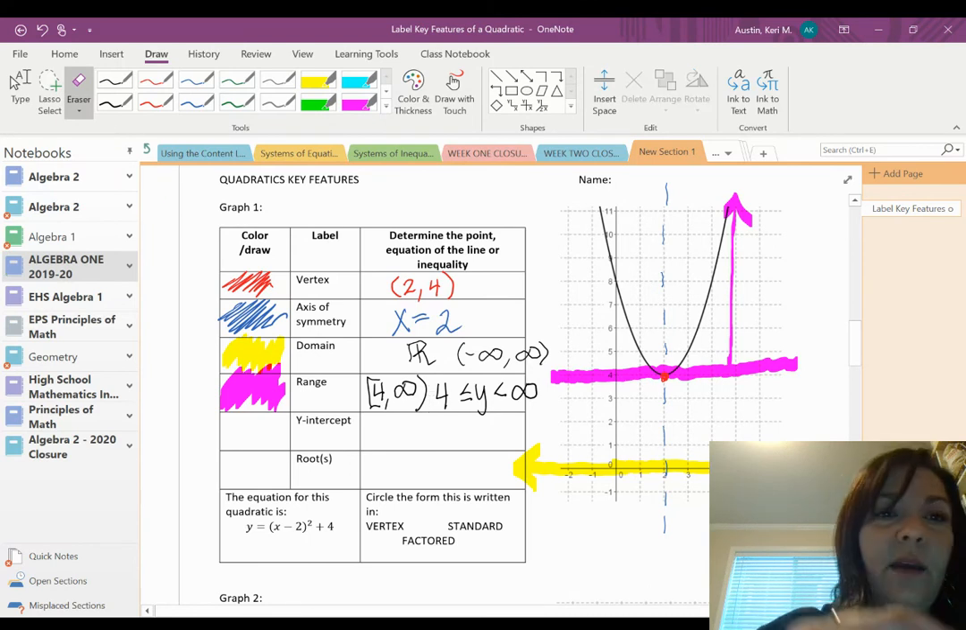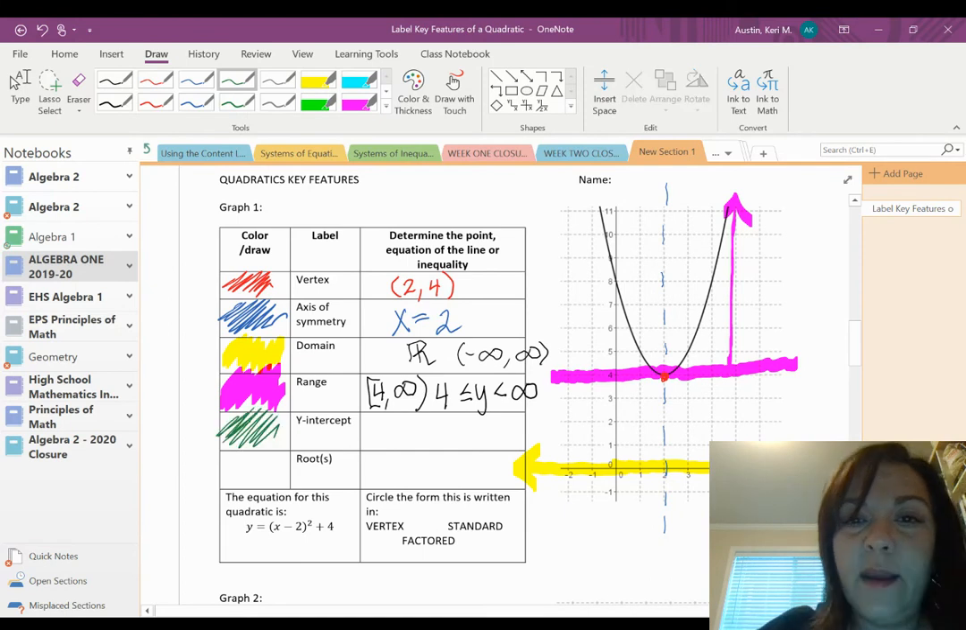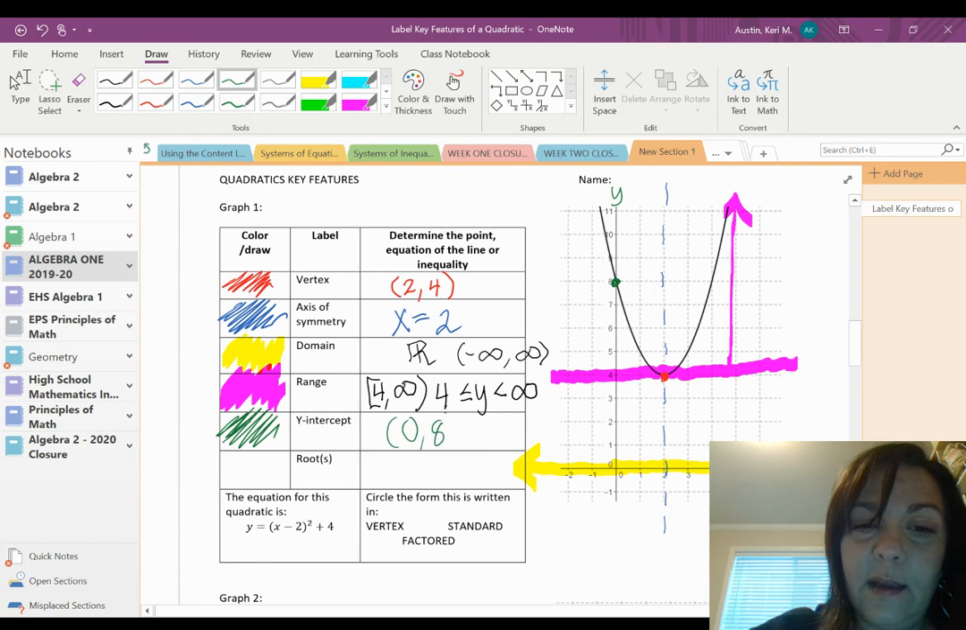Okay, the y-intercept, let's do that in green. The y-intercept is where it touches the y-axis. This is the y-axis. There's my y-intercept. That's a 0, 8. The roots are the spots that the graph touches the x-axis. Well, this parabola does not touch the x-axis, and that can happen. Sometimes you might have 2, you can have 1, you can also have none.